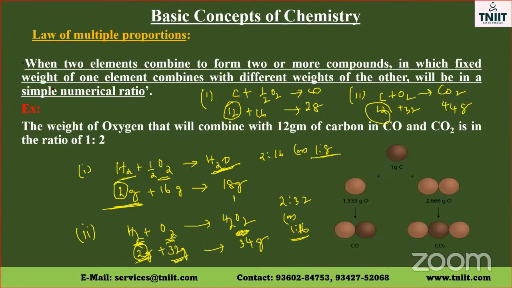The law of multiple proportion states that when two elements combine to form two or more compounds, the fixed weight of one element combines with different weights of the other element in a simple numerical ratio. We have taken two examples: one with hydrogen and the other with respect to carbon.